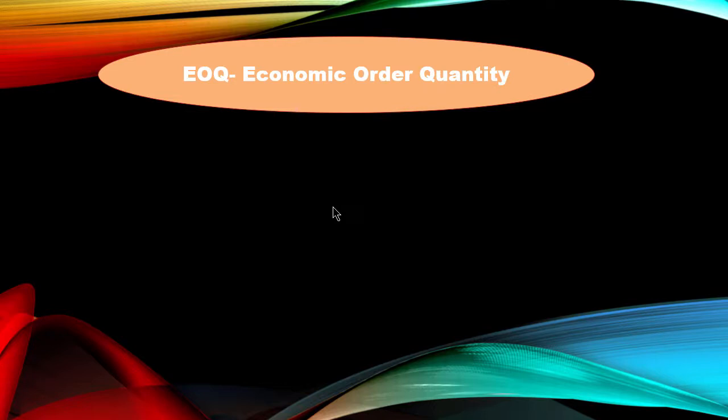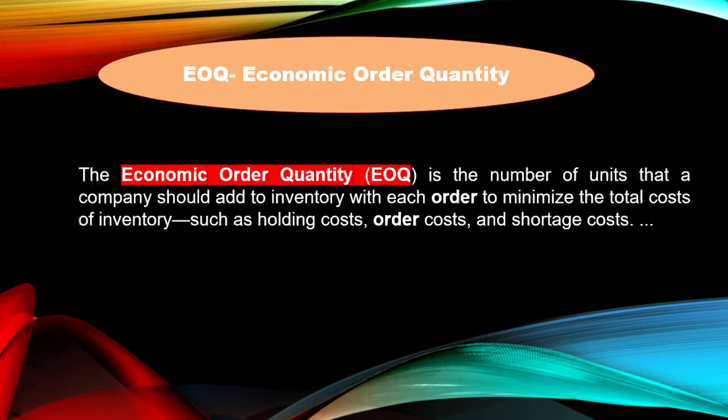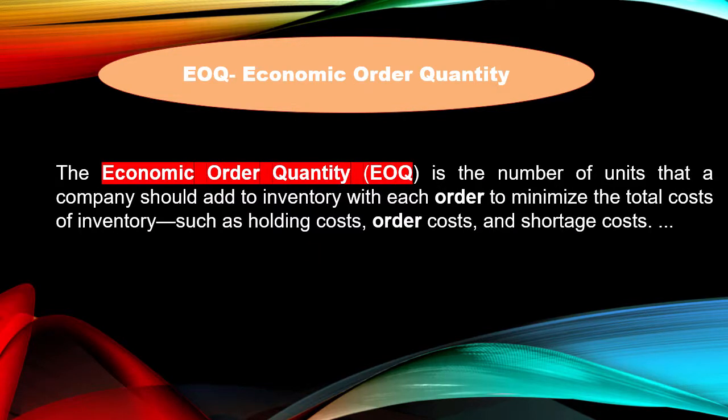What is EOQ? Economic order quantity. So economic order quantity or EOQ is the number of units that a company should add to inventory with each order to minimize the total cost of inventory, such as the holding cost, order cost, and stores. These are the meaning of EOQ.